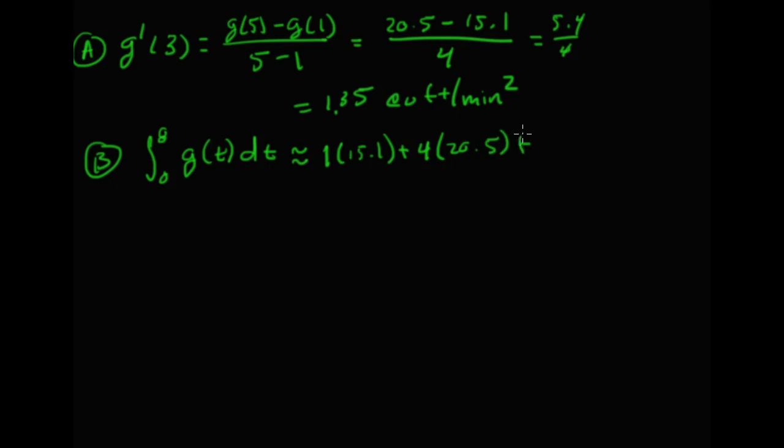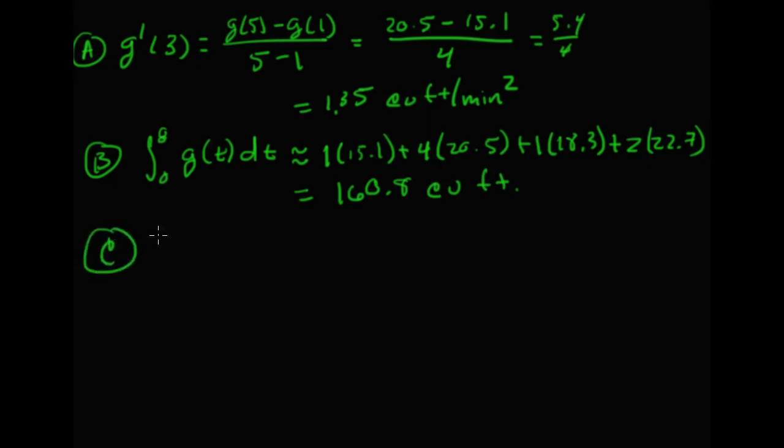The third interval is 5 to 6, which is a width of 1, with a height of 18.3. And the last interval is 6 to 8, which is a width of 2 and has a height of 22.7. So using the right Riemann sum, you're going to end up with 160.8, and that's cubic feet. So that's part B. Let's look at part C.